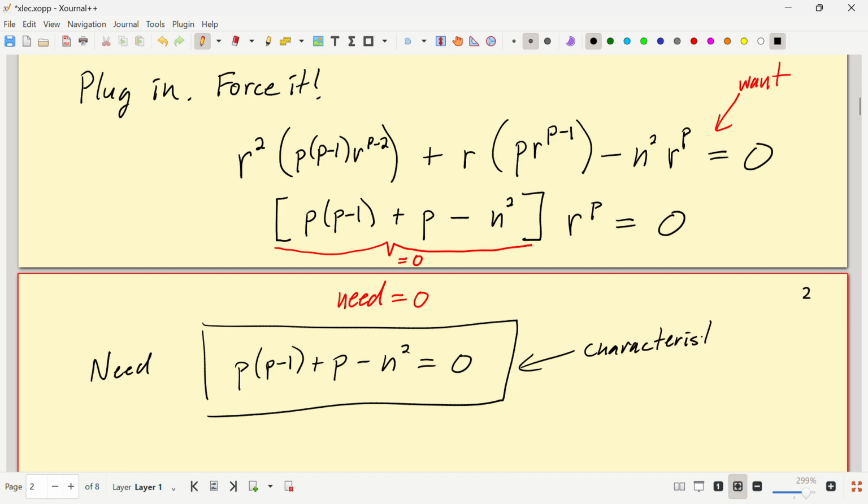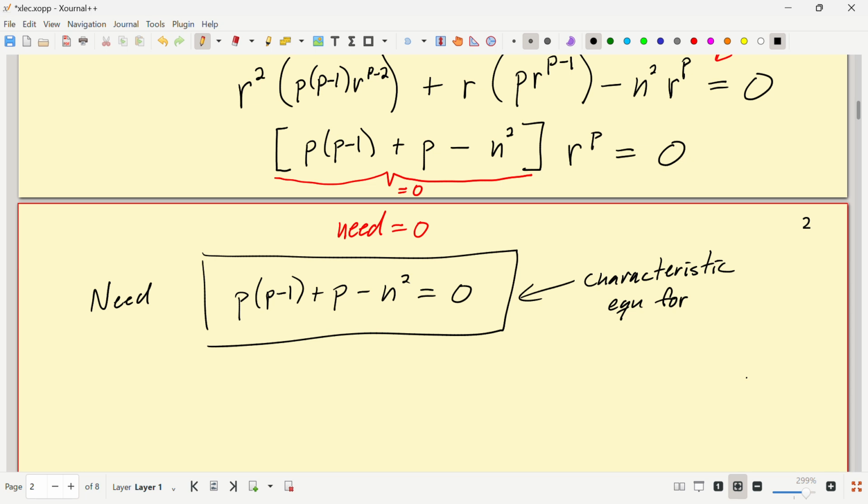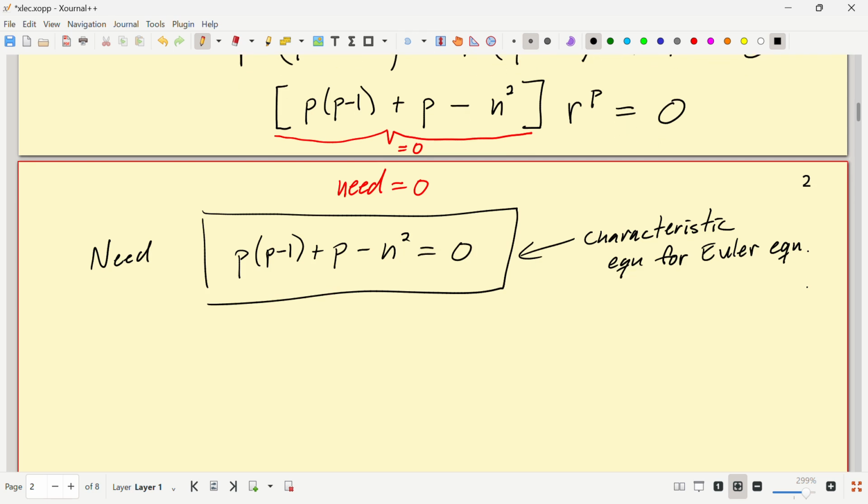Characteristic equation. It feels very similar to what we did when we did the constant coefficient second order equation problem for an Euler equation. Okay, so what are we going to get here?